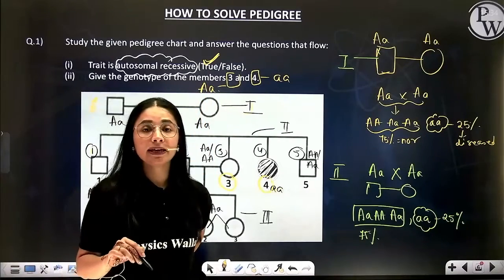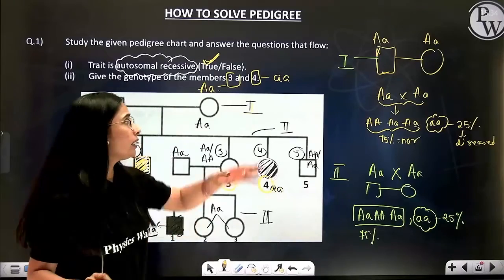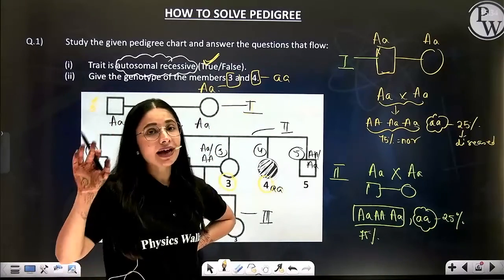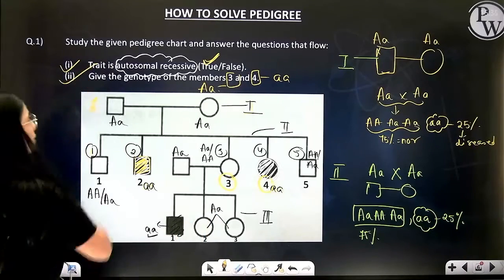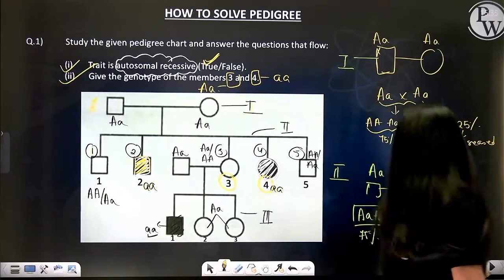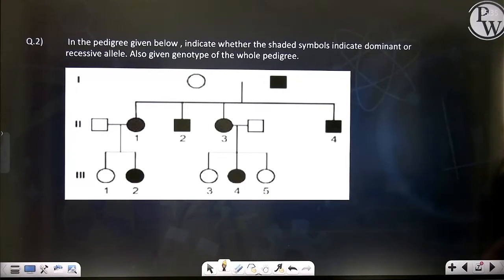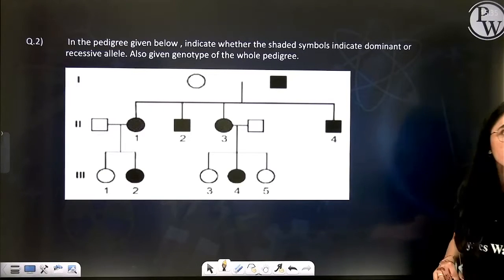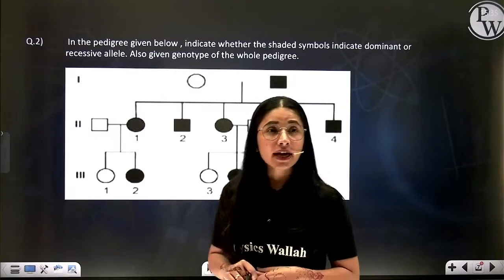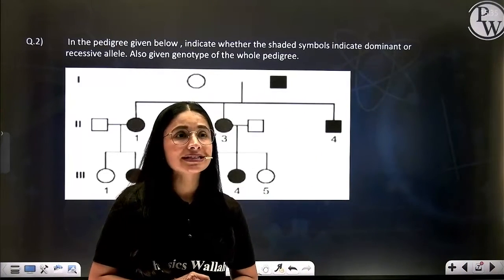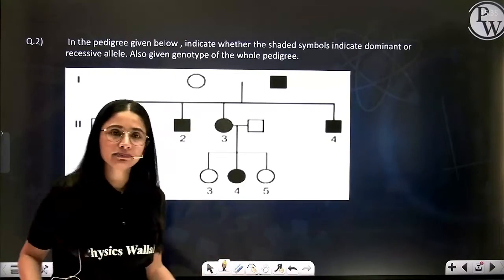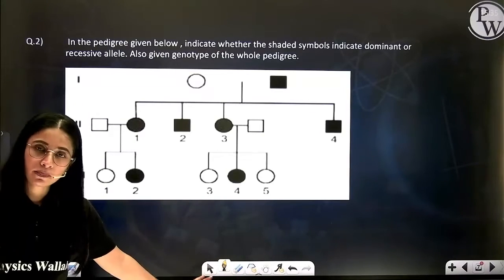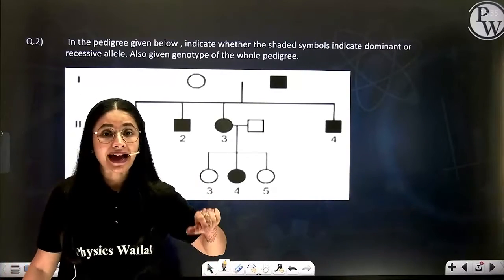The third member will be heterozygous dominant, and the fourth member will be homozygous recessive. Understood both the questions? If yes, then let's proceed to the next question. Now what does this next question say? In the pedigree given below, indicate whether the shaded symbols indicate dominant or recessive allele. Also give the genotype of the whole pedigree. Simply you have to solve this whole pedigree, but this time you do not have the hint.